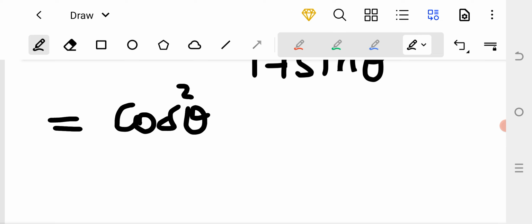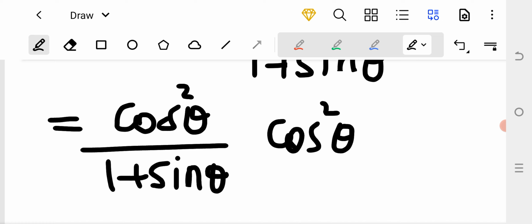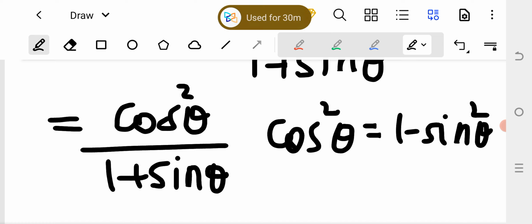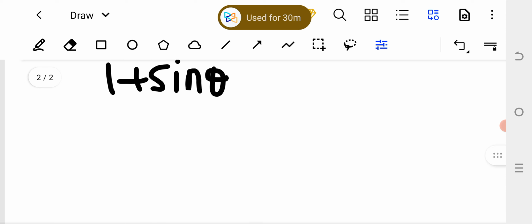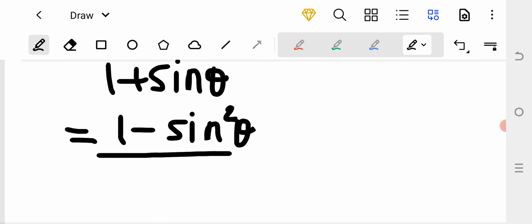Then we are going to have is equal to cos squared theta divided by 1 plus sine theta. From the identities we know that cos squared theta is equal to 1 minus sine squared theta. So we are going to say this is equal to 1 minus sine squared theta divided by 1 plus sine theta.